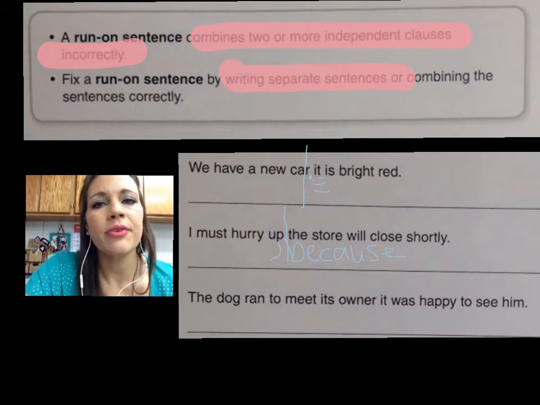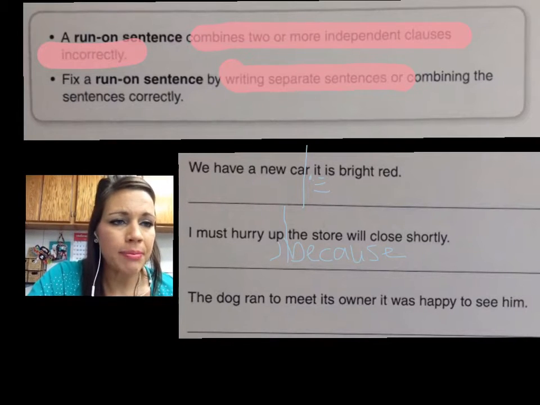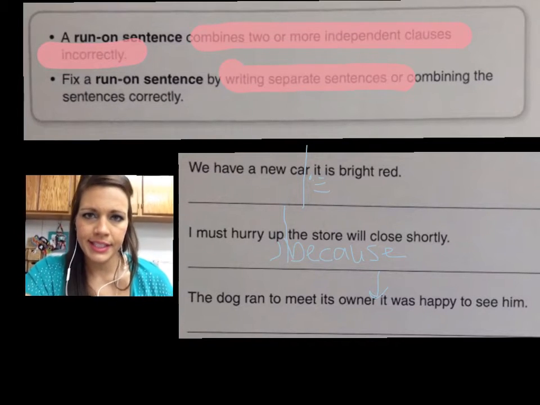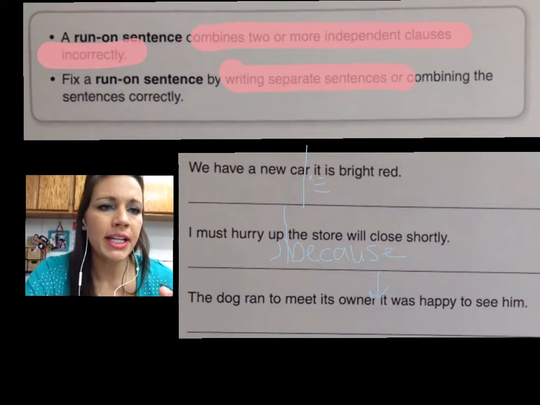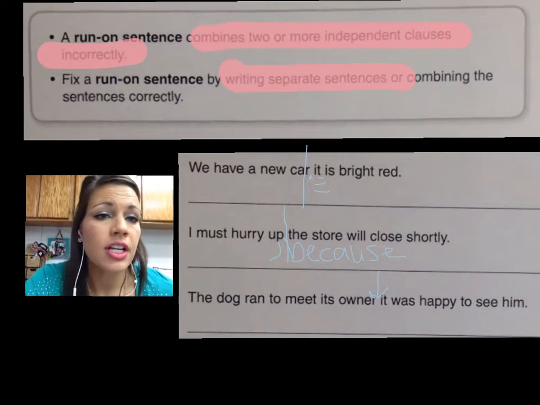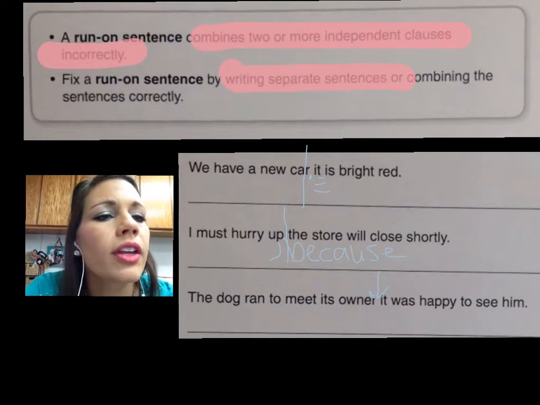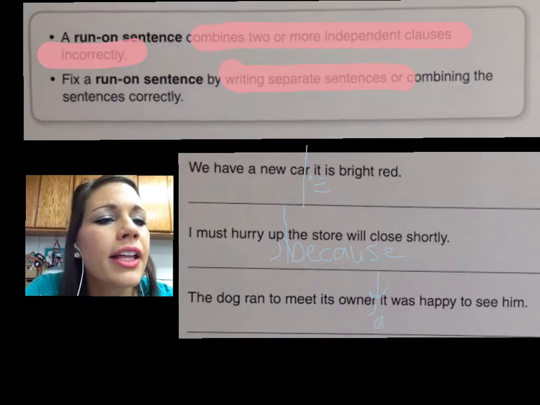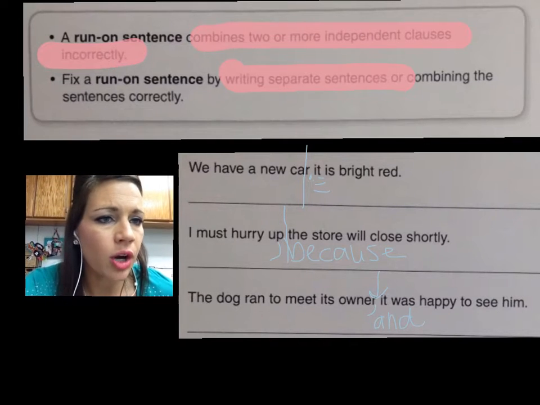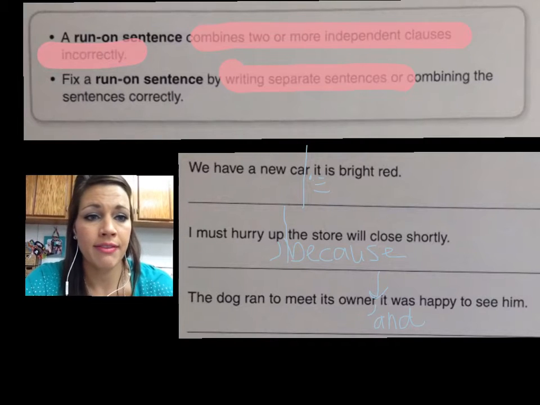Okay. Let's try that again with the next example. The dog ran to meet its owner. It was happy to see him. Here is where my two sentences separate. Let's put these together. The dog ran to meet its owner, comma, and I'm going to use the word and this time. The dog ran to meet its owner, comma, and it was happy to see him, period. So make sure you're getting that comma in there.